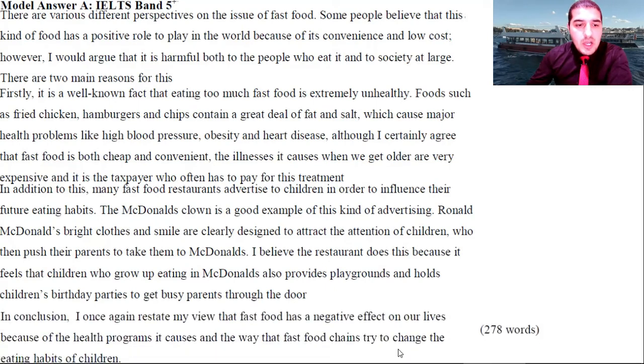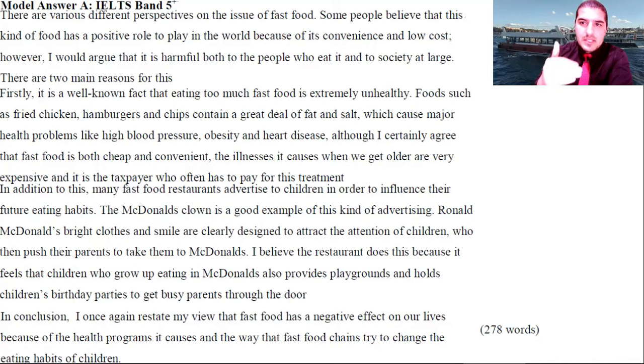So in conclusion, I once again restate my view that fast food has a negative effect on our lives because of the health problems it causes and the way the fast food chains try to change the eating habits of children. 278 words. So the conclusion that you write must be based on your writing. Again, it's okay. It's based on the writing because it discussed the habits and discussed the health side effects of consuming fast food. Nice, good.